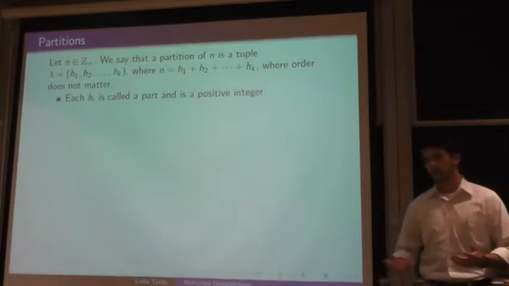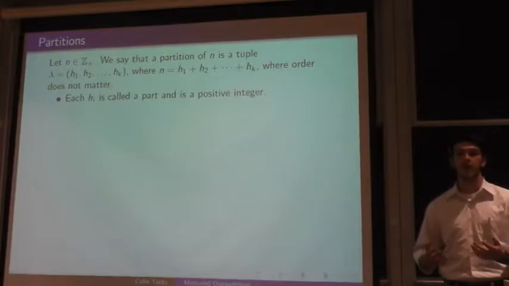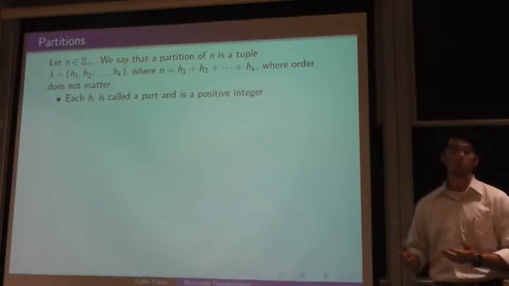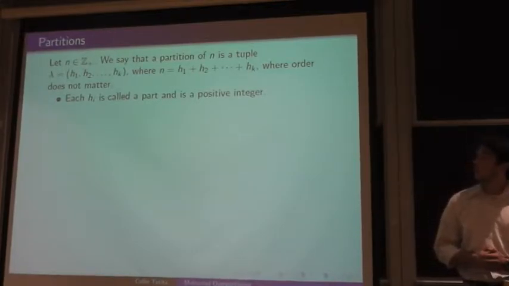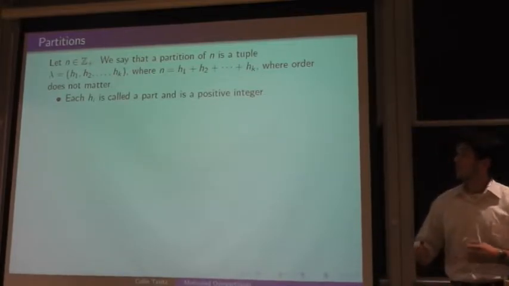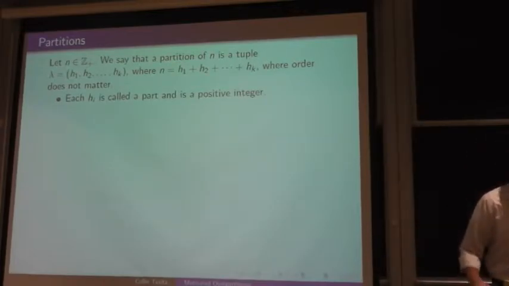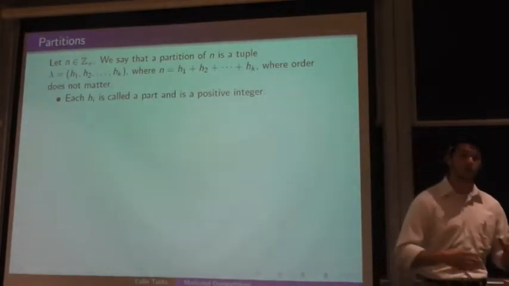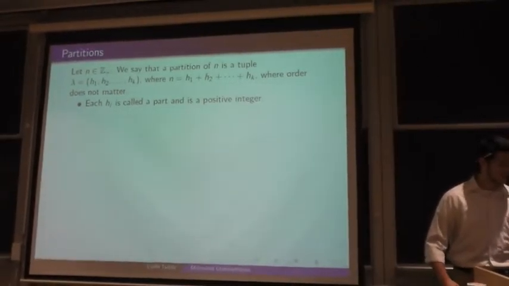So first, I'll start with the definition of partition. If we take any positive integer n, we say that a partition of n is a tuple lambda equal to h sub 1 all the way to h sub k, where n is equal to the sum of all of the numbers in the partition. And order doesn't matter, so 1 plus 2 is the same as 2 plus 1. Now, some notational stuff. Each h sub i is called a part, and it's a positive integer. There's no negative integers, because otherwise things kind of get haphazard and we can do whatever we want.